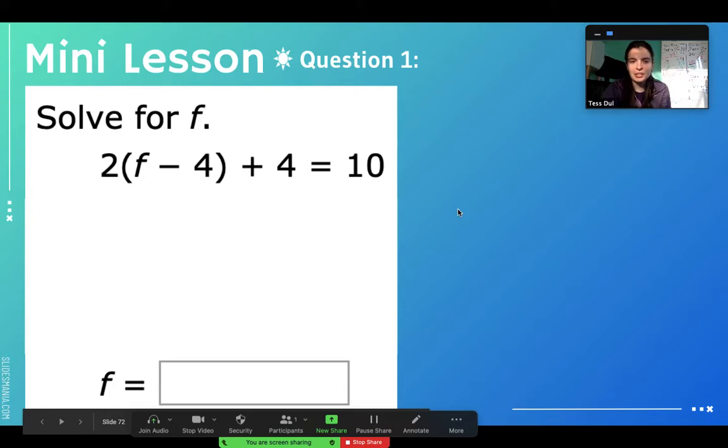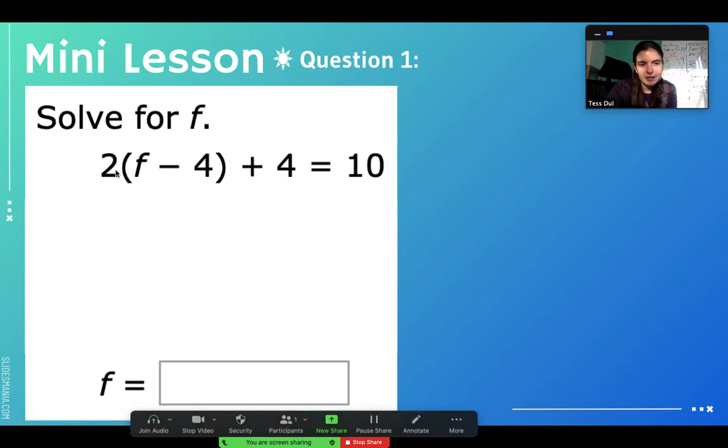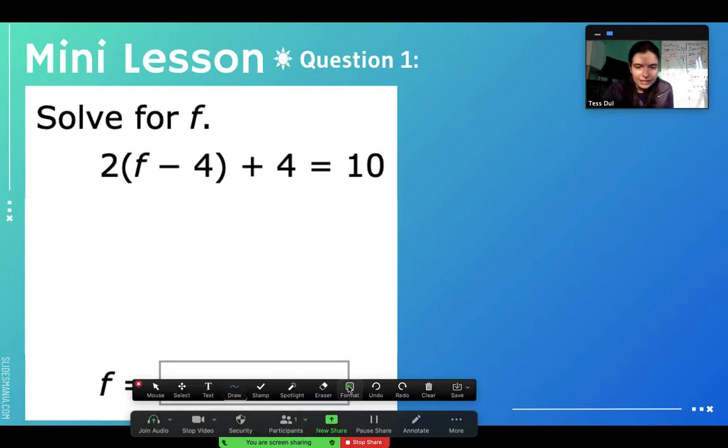Look at solving some more advanced equations, but still in the family of linear functions. Looking at this one, we have 2 parentheses, the quantity f minus 4, plus 4 equals 10. And our end goal is to get f by itself. Find out what just one f equals. So in order to do that, we've got to get rid of everything that's in the way.